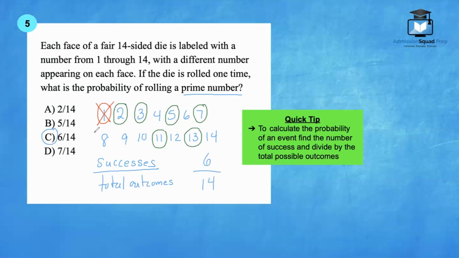Now, I know that some students may have included the 1, so this probably would have been the second most occurring answer, 7 out of 14, but it would be incorrect. So please be careful. 1 is not a prime number. It never has been. It never will be. So write that down really big in your notes so that you do not make that mistake.